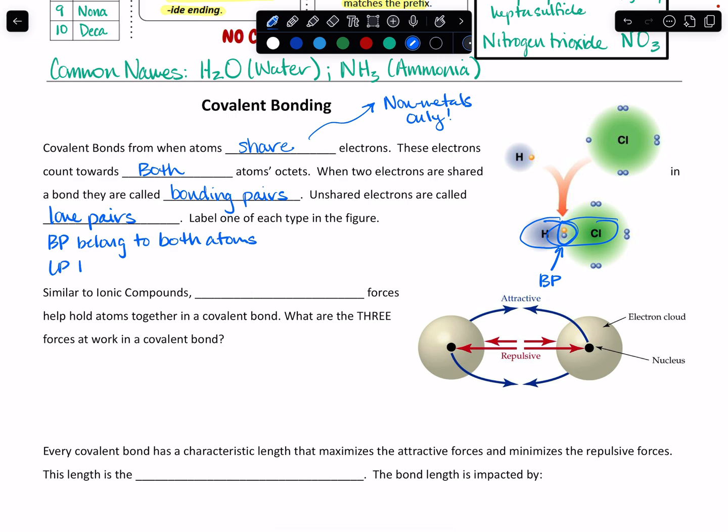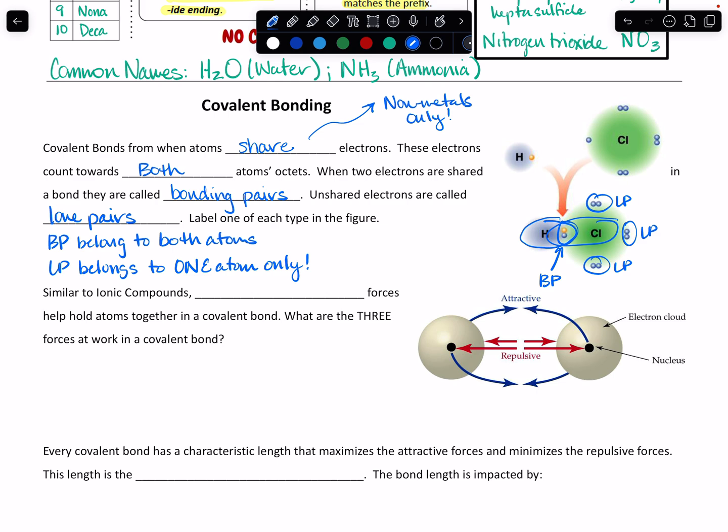A lone pair belongs to one atom only. So there are a couple of examples here. This would be a lone pair. This would be a lone pair. And this would be a lone pair. So chlorine is not sharing those electrons with any other atom. Those are all chlorines, so they are considered lone pairs.